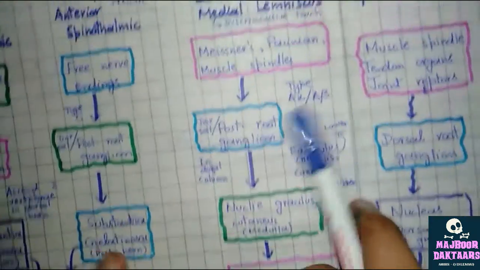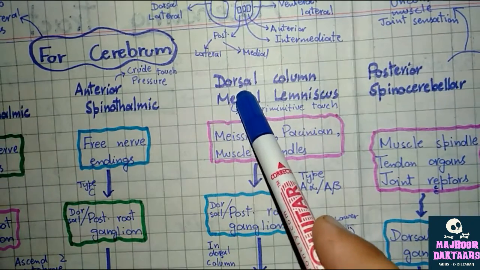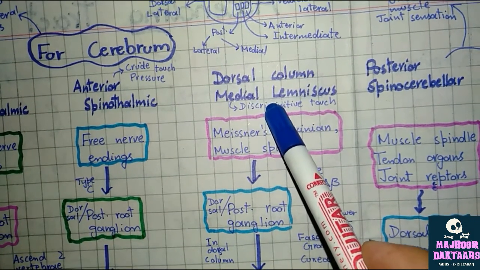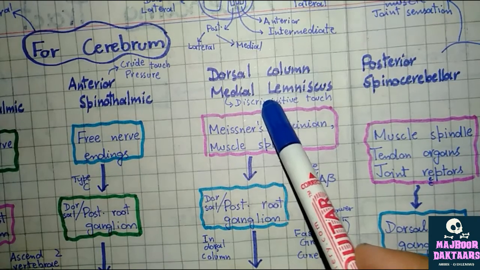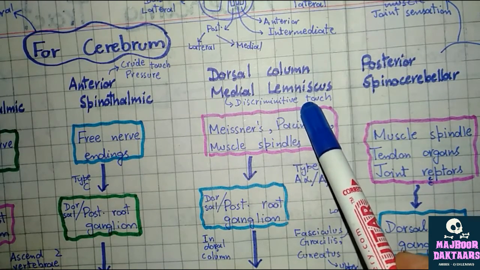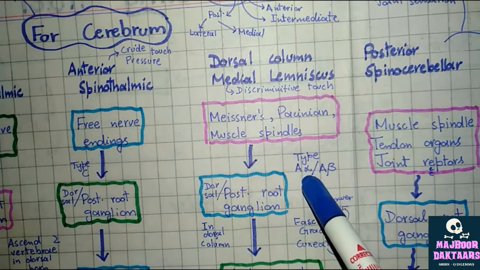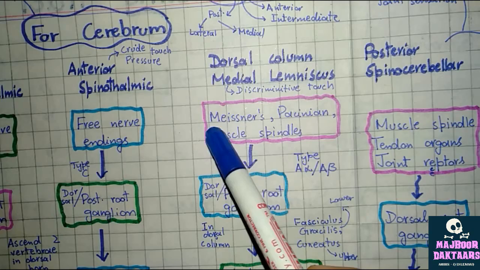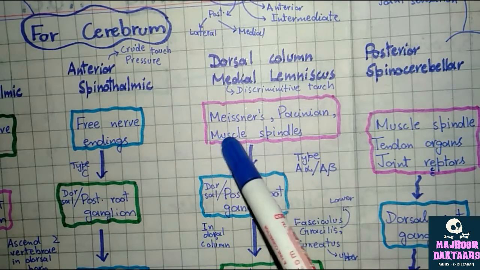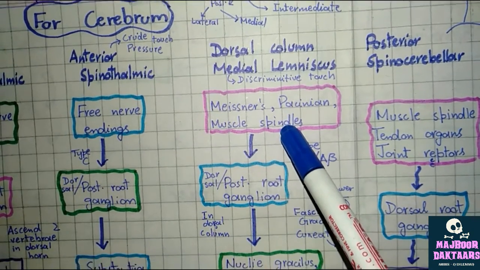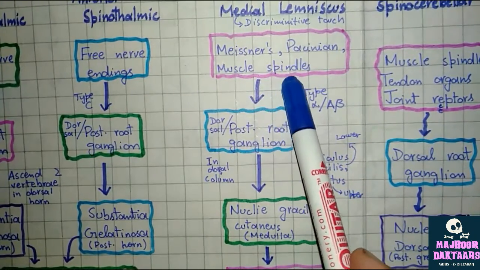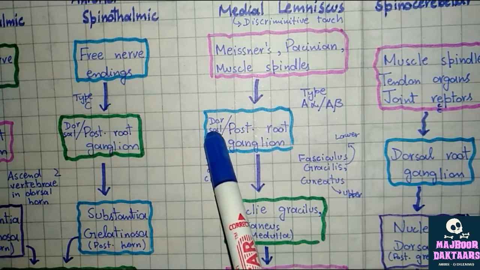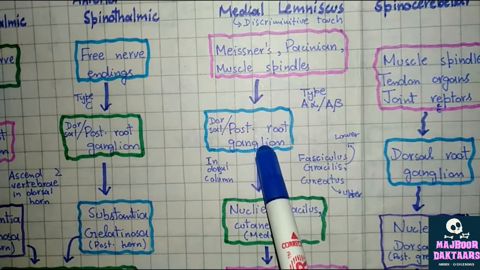Now moving towards the third, which is the most important, the dorsal column medial lemniscus. The dorsal column medial lemniscus is involved in discriminative touch, so it should have the fastest type of fibers, that is type A alpha and A beta. The receptors for these are Meissner's receptor, Pacinian receptor, muscle spindle, Golgi tendon, etc., for proprioceptive impulses. From there the type A alpha and beta fibers move to the dorsal root ganglion.